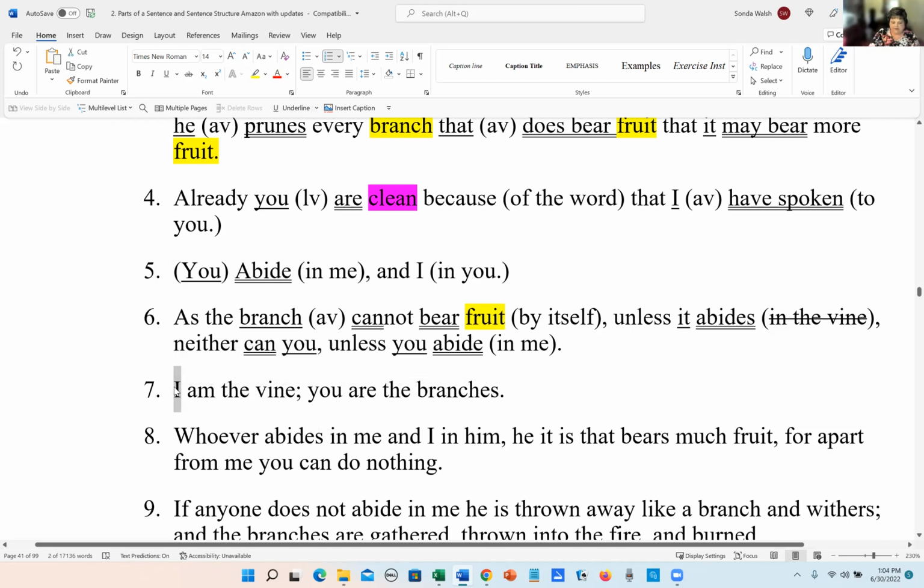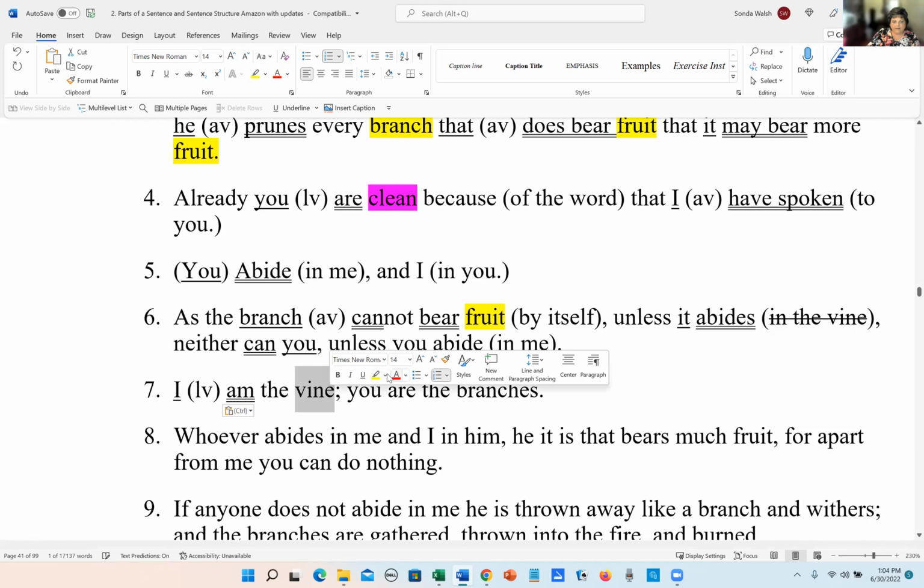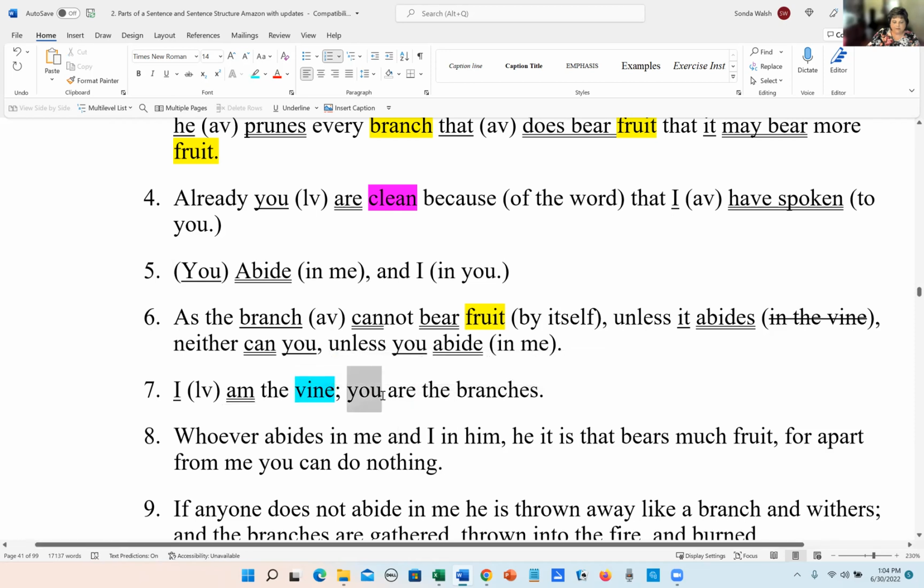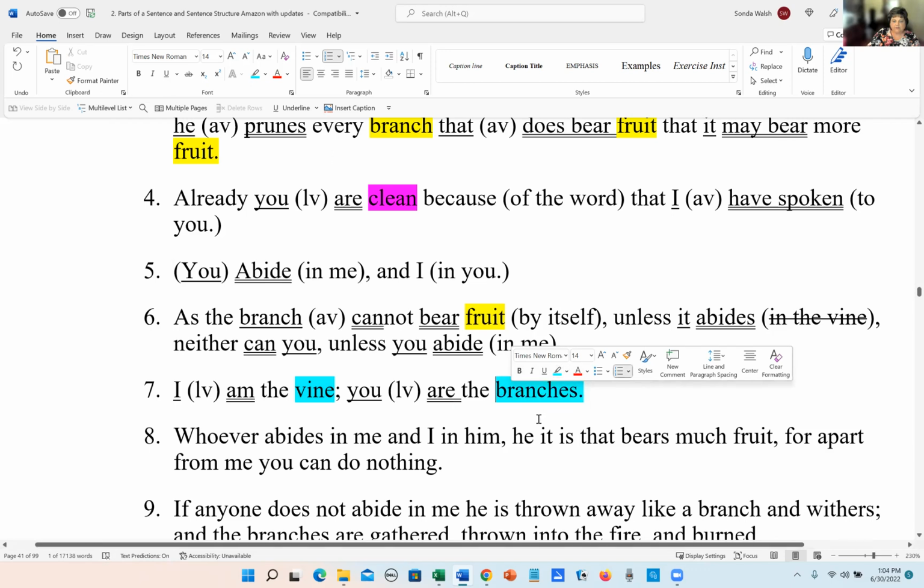So I is the subject. Am is a verb. It is a linking verb. So vine renames I. Therefore, it is a predicate nominative. You is the subject. Are is the verb. It is a linking verb. Branches renames you, therefore it is a predicate nominative.